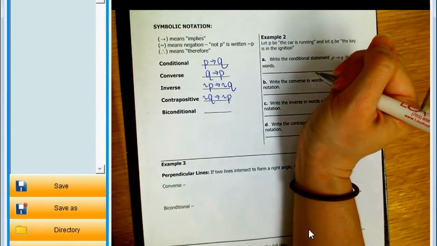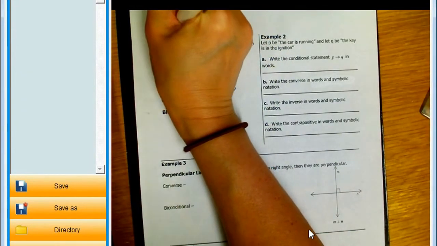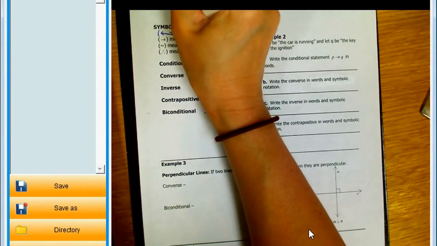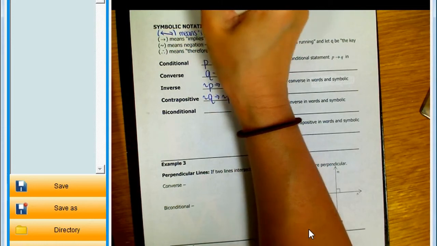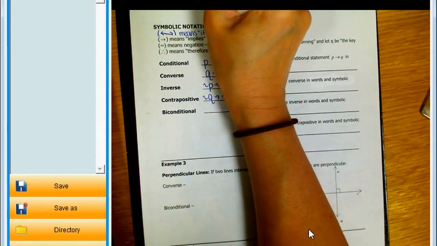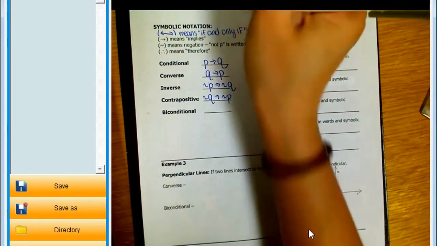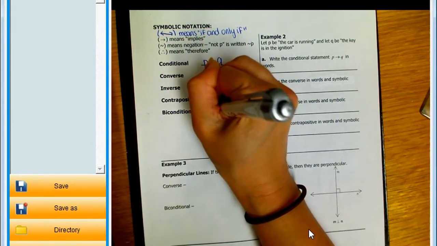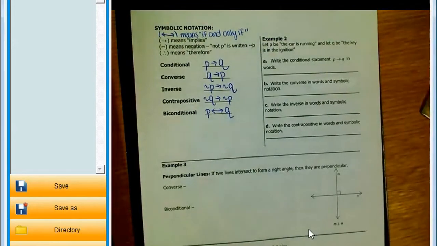And finally, for the biconditional, we need to add one more symbol to our notes. Arrow in both directions means if and only if. So we have hypothesis or P, if and only if, conclusion or Q.